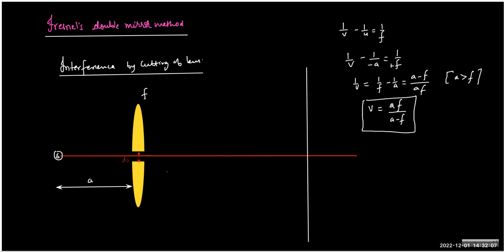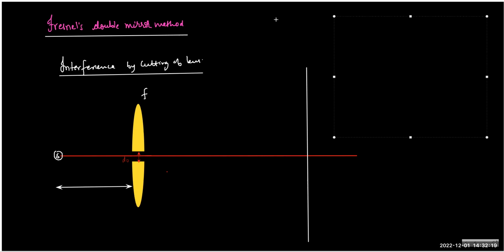Okay. I think A is not looking nice. You can call this U itself. So the V turns out to be how much? Correct. This much is the answer.